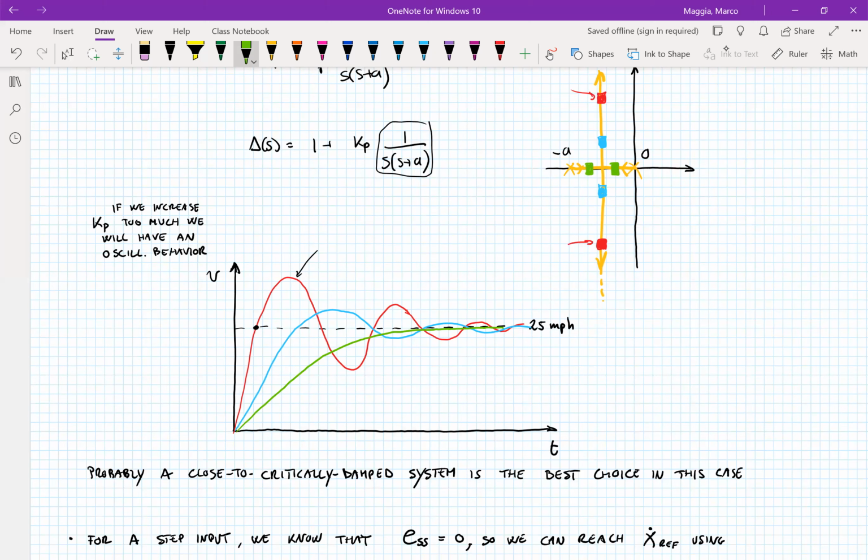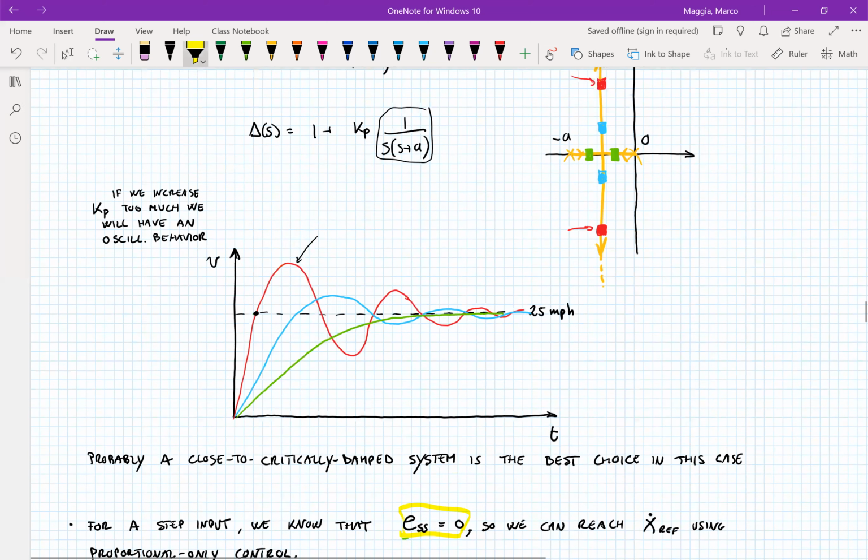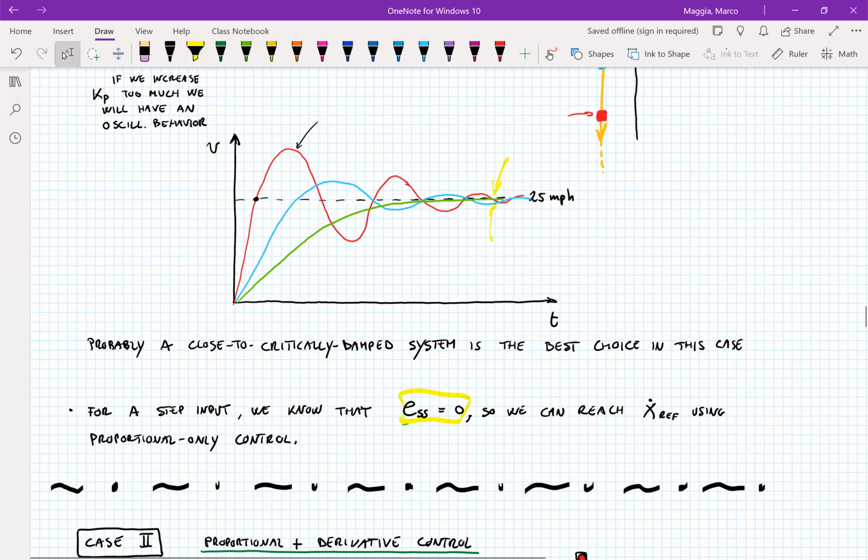But however, if your intention is only to reach eventually the speed limit, so if you're only concerned about the steady state value, or in other words, if you want to drive the steady state error to 0, then all values for KP are valid because all these curves will eventually go to 25 miles per hour. So again, it depends on your goals.